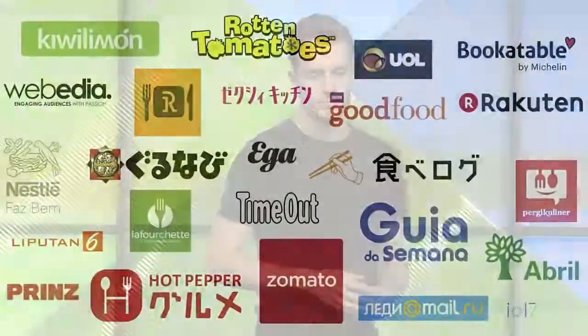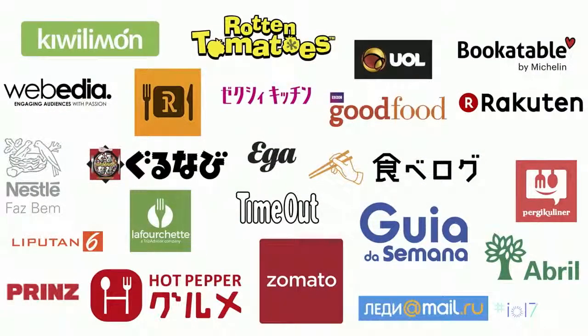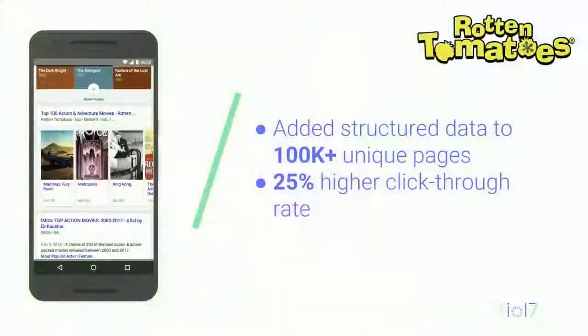OK, final stretch. I wanted to walk you through some of these partners that we've seen across a few different verticals, but also across several different geos to show the diversity of success that we've seen so far. Let's start with the one that you just saw, Rotten Tomatoes. Again, a good adoption of structured data, which led to a 25% higher click-through rate for those results.